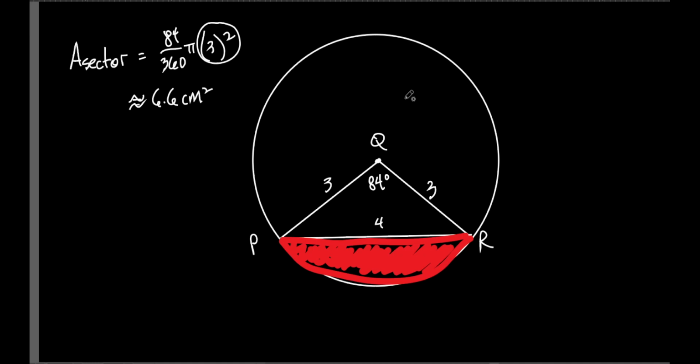So I know the whole thing is 6.6. I'm not going to shade it in because it'll be too messy. If I can find the area of the triangle, all I have to do is take it away from the whole piece of the pie, and what do I have left? This little sliver right here, which is the segment. I don't find it directly, I find it indirectly. Find the whole sector, take away the triangle, what's left? Boom, that red stuff right there. That's what I want to find the area of.